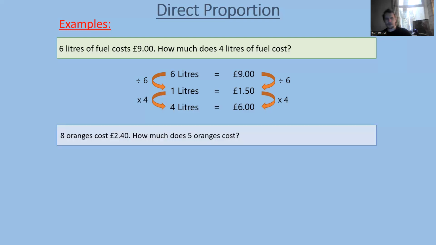So here is just one more of these then for you to have a go at. If I know that 8 oranges are £2.40, how much would it cost for me to buy 5 oranges? Again, write down what you know first of all, follow the same steps as above, and you'll be absolutely fine.